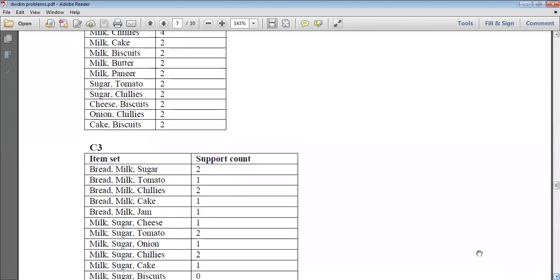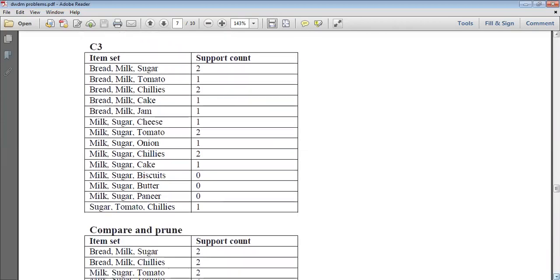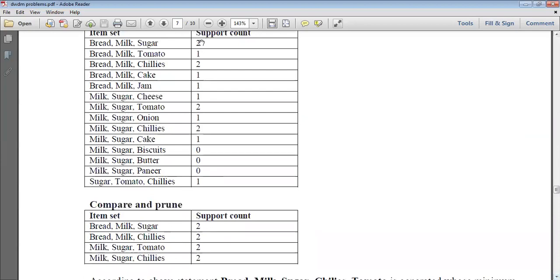So now we have to take 3 items as item sets: bread, milk, sugar. You can write bread, milk, sugar and how many support counts. So you have to consider 2. Now you have to compare and prune. Where the support count is 2, only those are considered. So milk, sugar, chilies: only 2 times they were purchased in 8 transactions. Remaining item sets with support count less than 2, you have to remove.